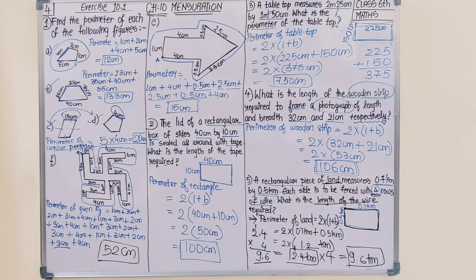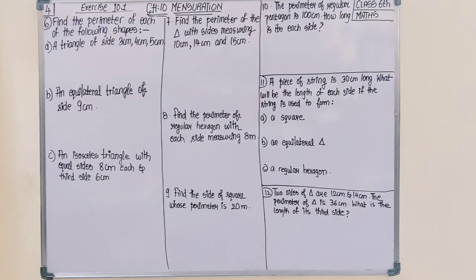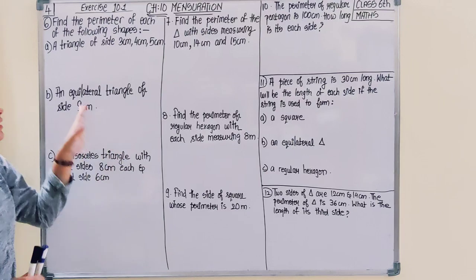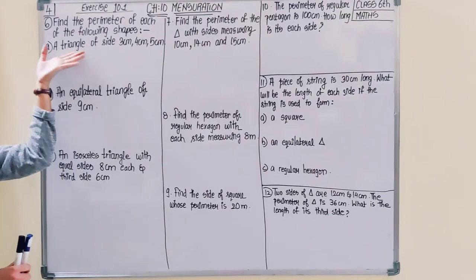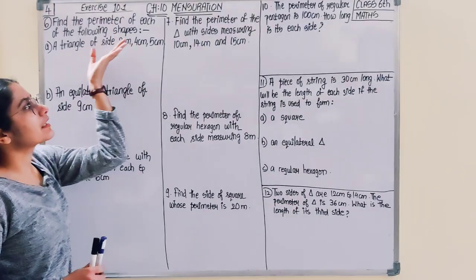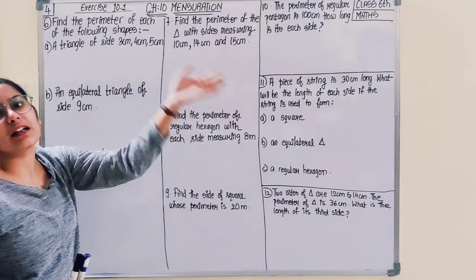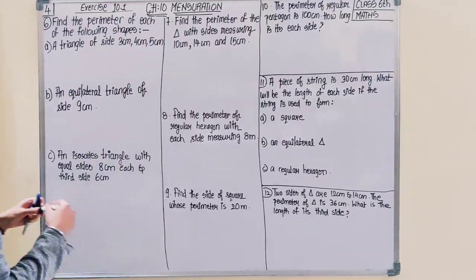So we move down to the next set of questions. The next set of questions are sixth question. Find the perimeter of each of the following shapes. The shapes are given. A triangle of side 3 cm, 4 cm and 5 cm.